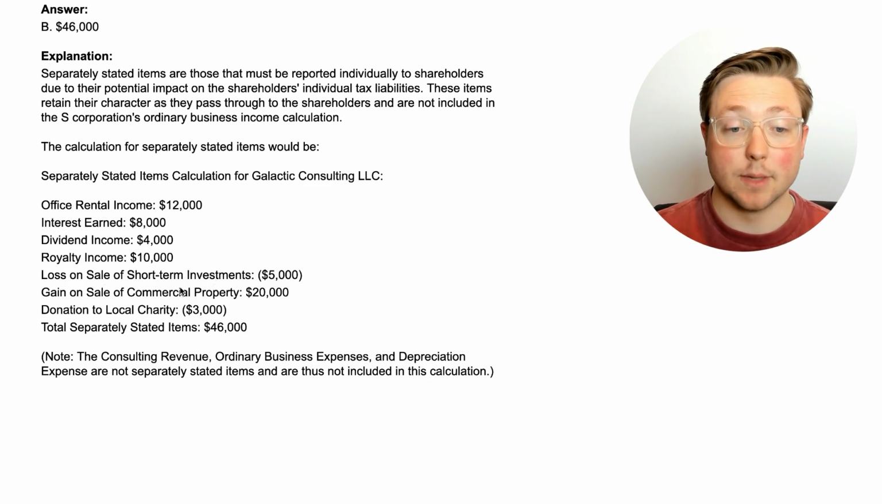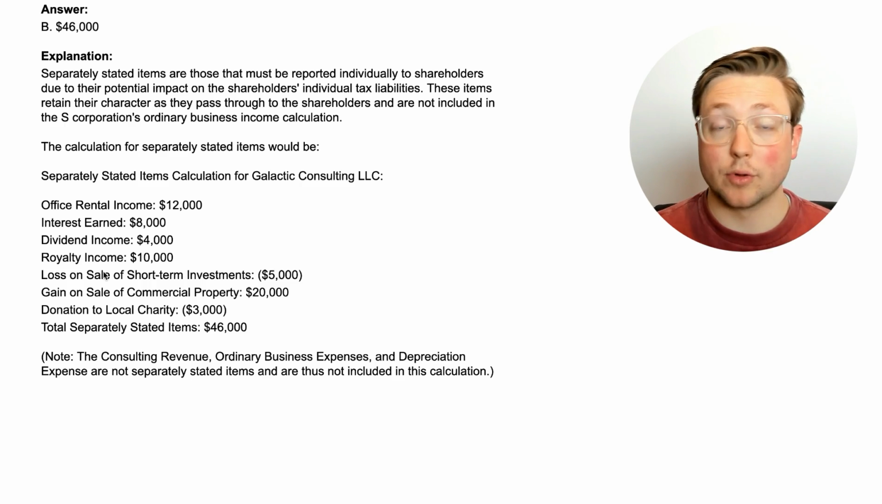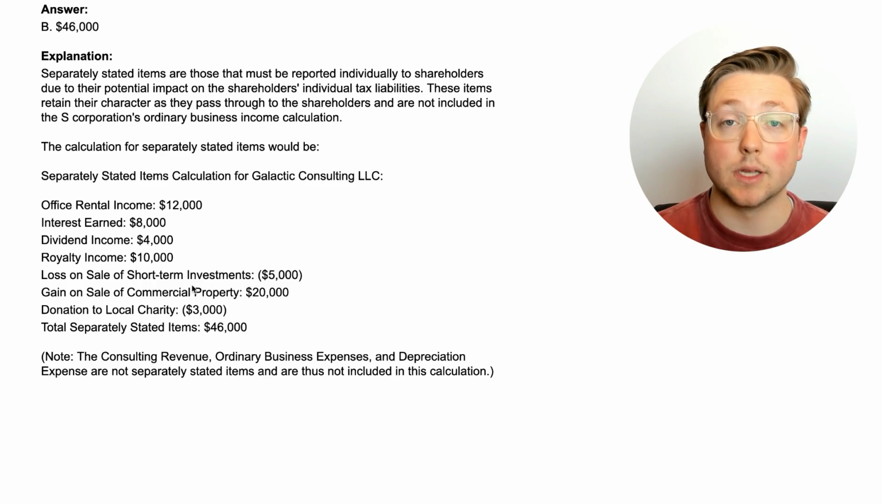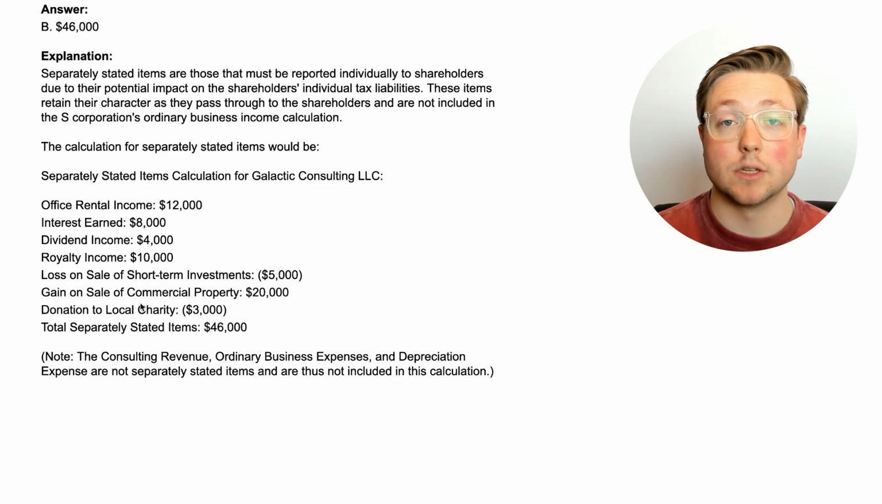So just to sum it up, things like passive activities like rental, interest, dividend, royalties, those would be separately stated items typically. Capital gains and losses typically would also be considered separately stated items. And then donations to local charities also would be a separately stated item. So with those two questions, we've already learned a lot about ordinary income and separately stated items. Let's go ahead and do a few more questions just to help it all sink in.